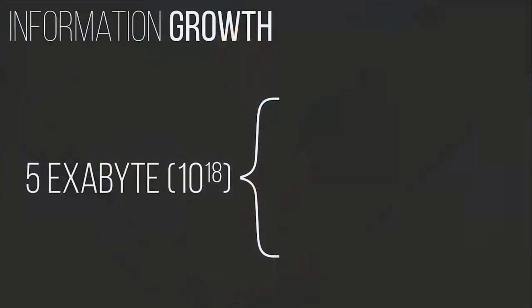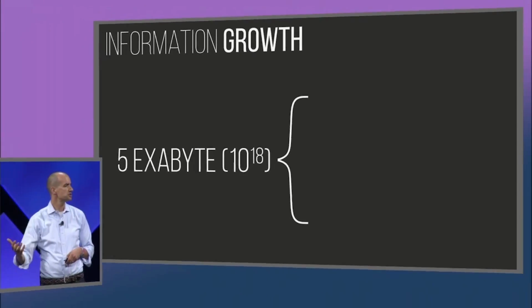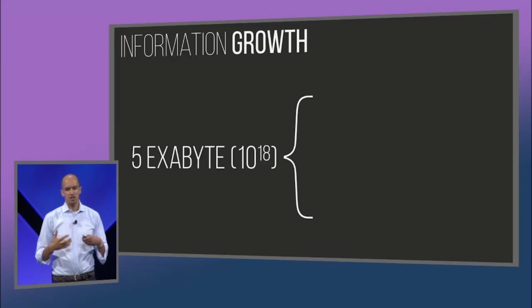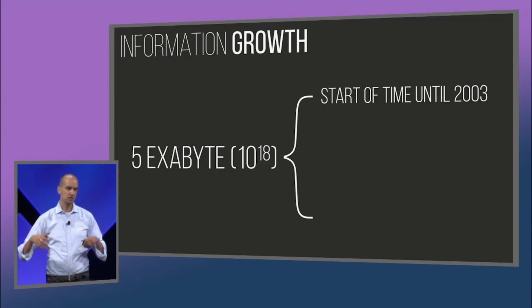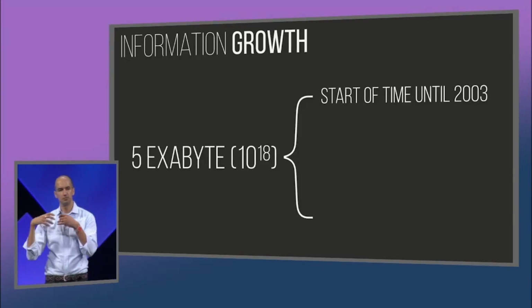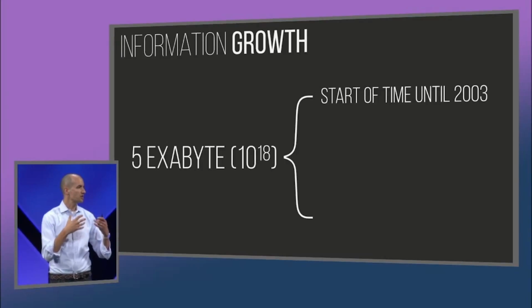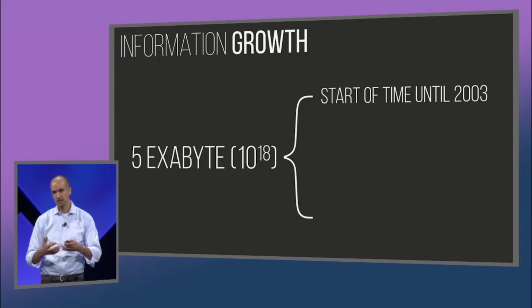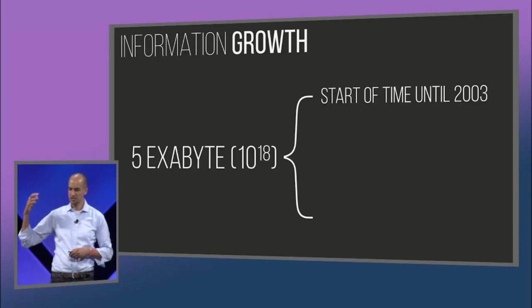Let me give you a couple of examples how this plays out in the real life. This is data which was compiled by Eric Schmidt, chairman of Google. What he did was he went to a research team and asked the research team, how much information did mankind produce until the year 2003? So if you take all the cave drawings, the works of Michelangelo, the music we composed, the works which are in the Library of Alexandria, and you were to digitize this, you get a number which is 5 exabytes.